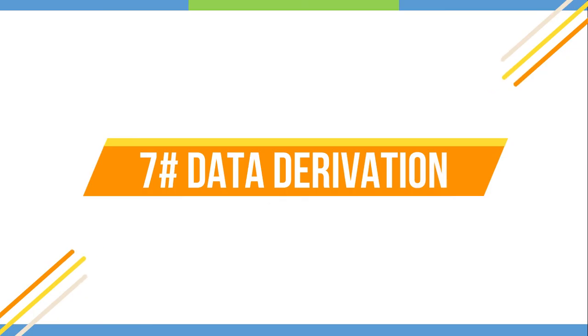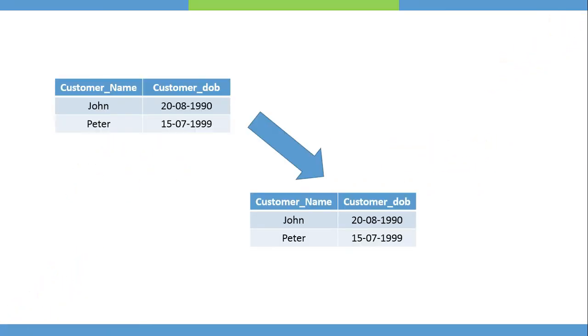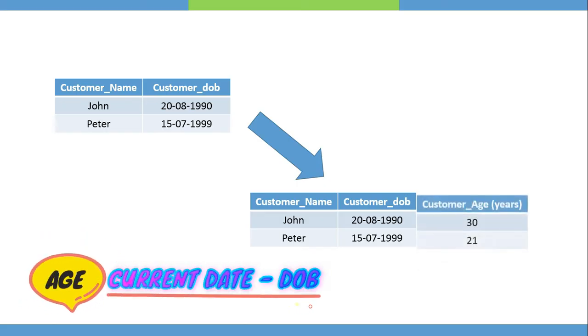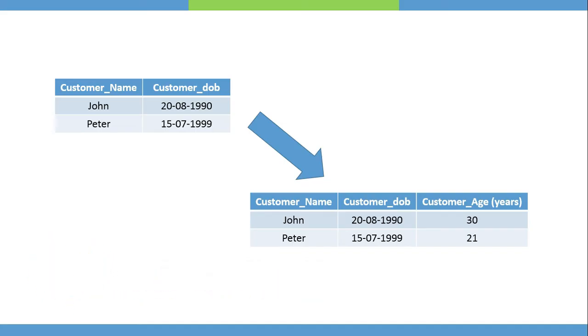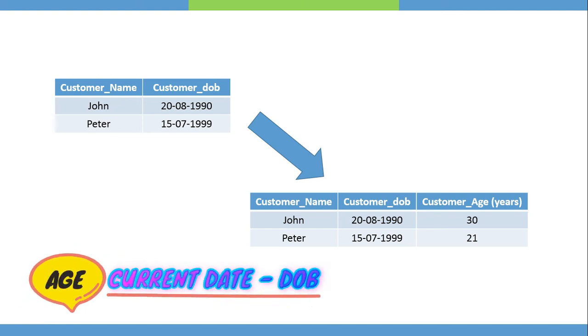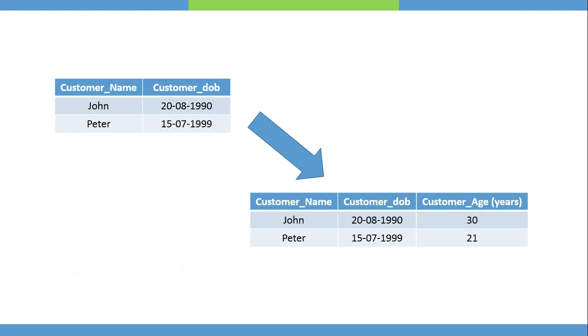Then data derivation. So for example, we have customer name and customer date of birth in one database table. We want to calculate the age, so this is going to be a derived attribute. We do not have all of the attributes beforehand, so some of them for sure need to be generated from other columns. For example, current date minus the customer's date of birth is going to be the customer's age. And yeah, this is how the derived attributes work.